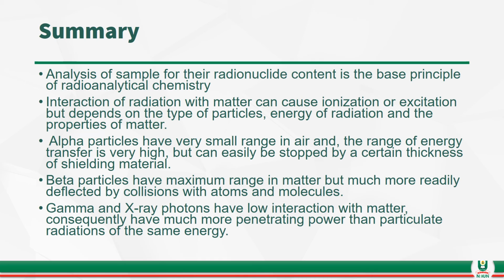Alpha particles have very small range in air, and the rate of energy transfer is very high, but can easily be stopped by a certain thickness of shielding material, while beta particles have maximum range in matter, but are much more readily deflected by collisions with atoms and molecules. Gamma and X-ray photons have low interaction with matter. As a result of this, they have much more penetrating power than particulate radiations of the same energy.